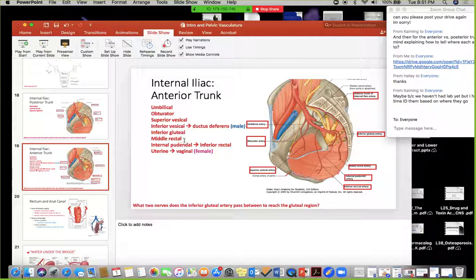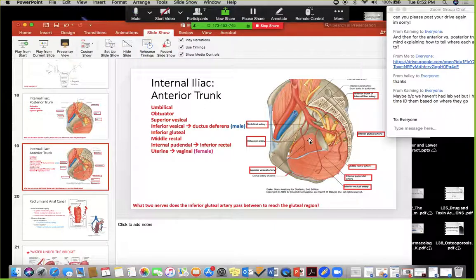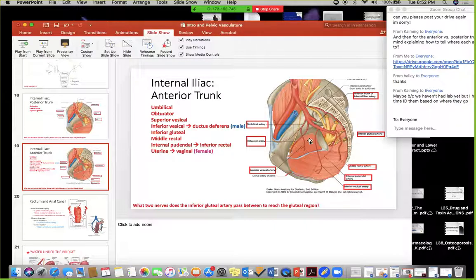And then we also have an inferior gluteal passing between S1, or I'm sorry, S2 and S3, and then a middle rectal, an internal pudendal giving rise to an inferior rectal. And then in the female, you're going to have a uterine artery, which usually gives off a vaginal artery. And so all of these are branches off the anterior trunk of the internal iliac. Is that good?